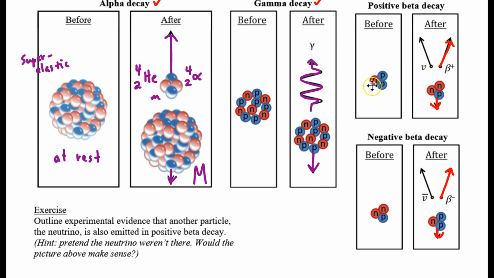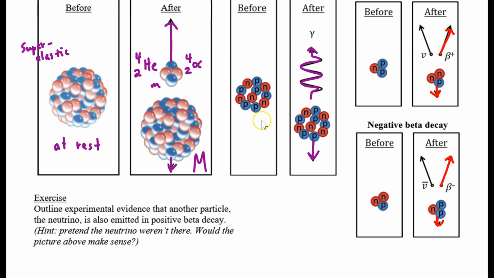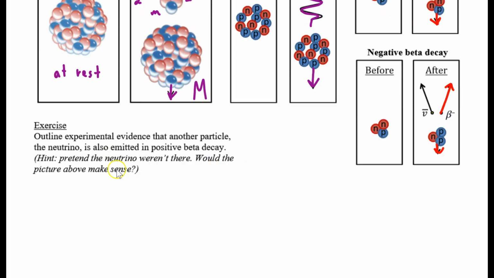It's worth checking out. Go look it up. Energy was also appearing not to be conserved during these decays unless you invented a new particle. So that was our experimental evidence for the neutrino. That's where it came from.